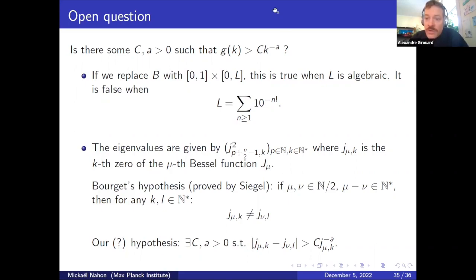There's a question in the chat by Chris Judge, who says, is there a proof of Bourgain's hypothesis that does not follow Siegel's method? I think there was one, but in the end it comes down to knowing that the zeros are transcendental in some sense, I think. I don't know another one. Maybe there are, but I don't know another one.